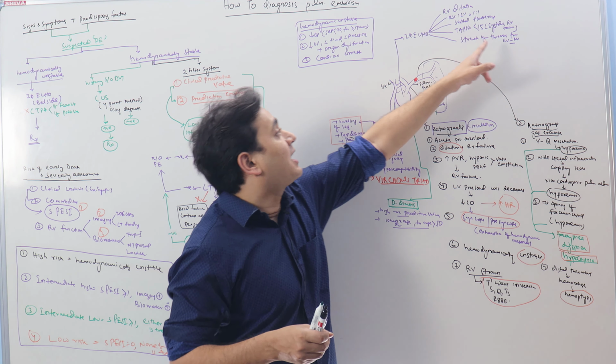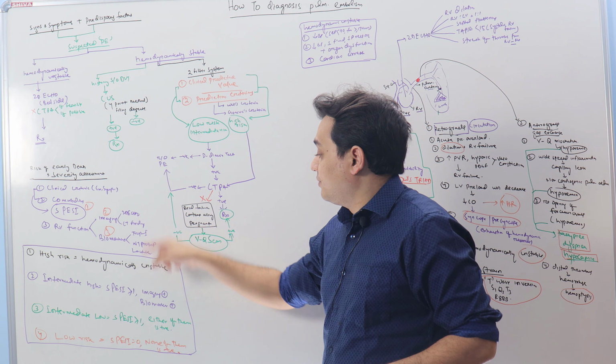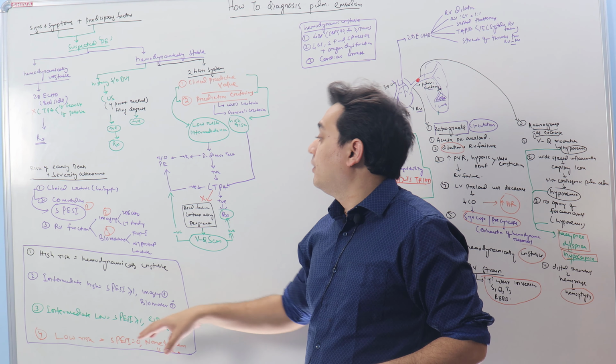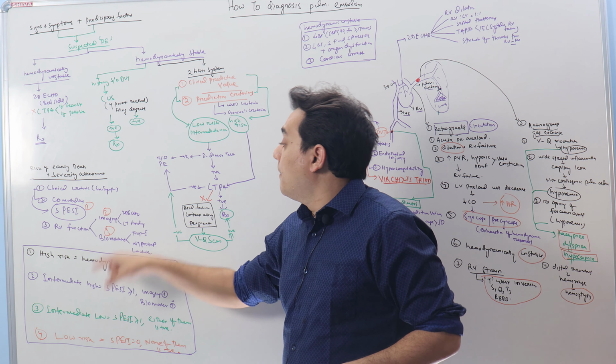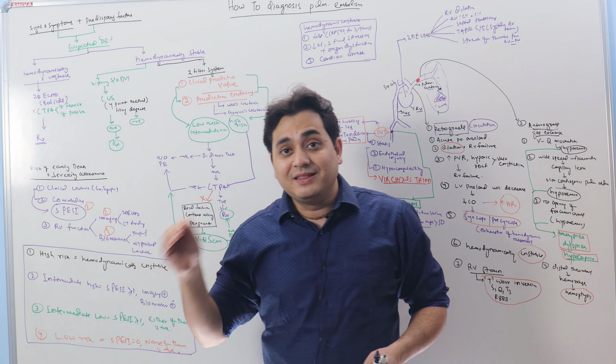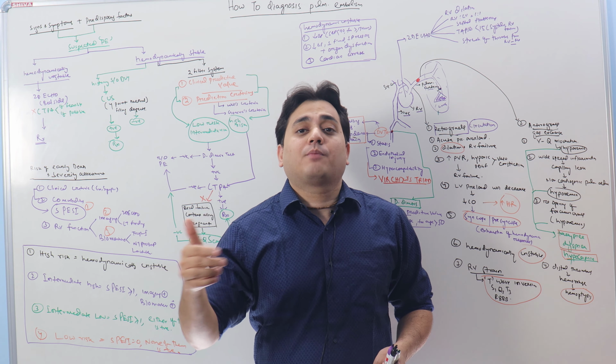Those patients who are high risk are the hemodynamically unstable patients. They are the patients who are going to die in the hospital. Then there are the intermediate high groups, simplified PESI more than 1, and both imaging and biomarkers are positive. What about the intermediate low group? Simplified PESI is more than 1 and either of them is positive. And the lowest risk group, simplified PESI may be 0 or 1, but the RV function, imaging and biomarker both are negative. So in this way, we approach the diagnosis of pulmonary embolism.